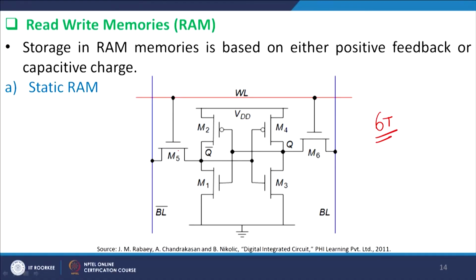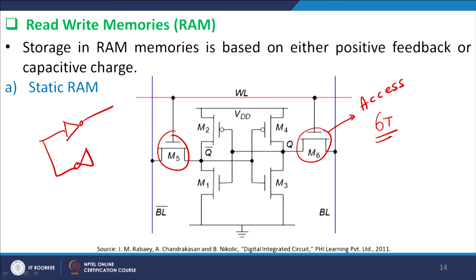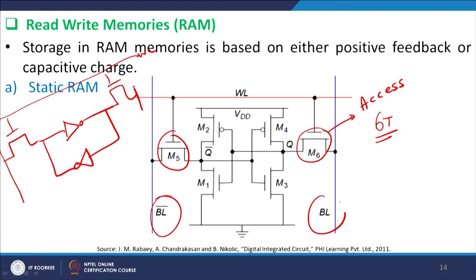Let us look at a static RAM, and one of the first examples of a static RAM is basically your 6T cell or 6 transistor cell. So, if you look very carefully, M5 and M6 are referred to as access transistors, right, and this is basically a cross coupled inverter. So, if you just redraw it here, it looks something like this, right. So, this is your word line, and this is your bit line and bit line bar.